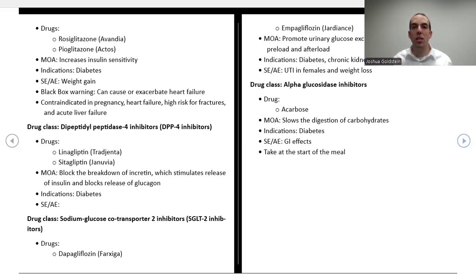And if you watch the heart failure lecture, we discussed this. What do we use this for? We use this for diabetes, for chronic kidney disease, as well as for heart failure. It does have a common side effect that in females it can cause UTIs, but it does have a beneficial side effect that it is known to cause weight loss, just like the GLP-1 agonists.